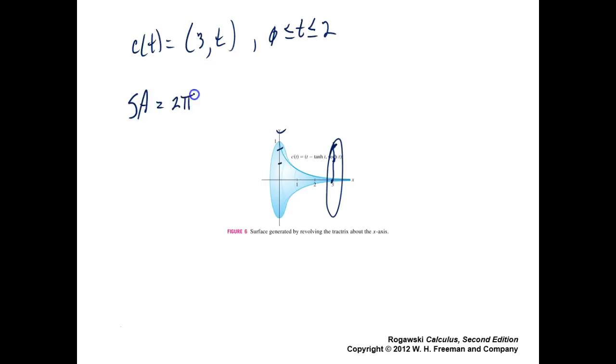It's 2 pi times the integral from 0 to 2. What's your y? t. Times the square root of 0 squared, plus 1 squared is 1. So that would be, yep, this is going to give you exactly what they say. 2 pi times, what's the antiderivative of t?